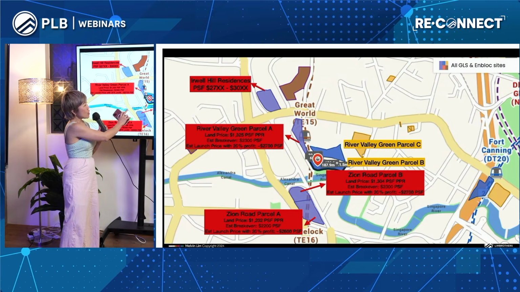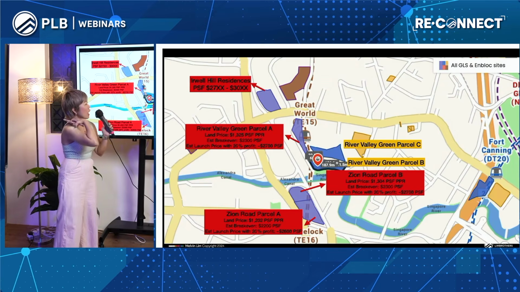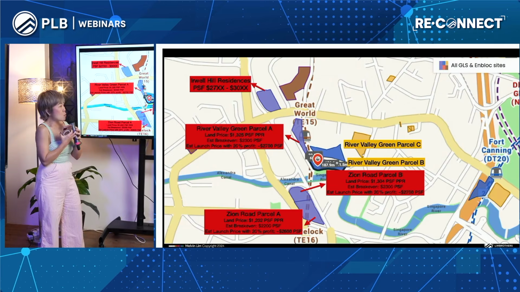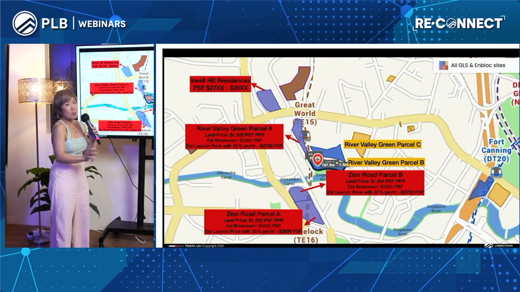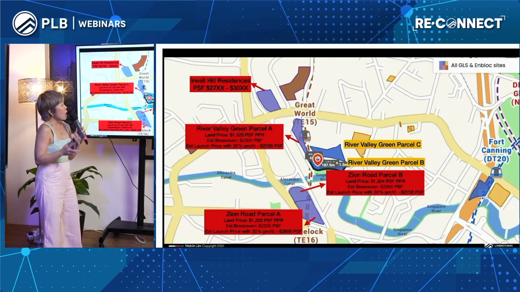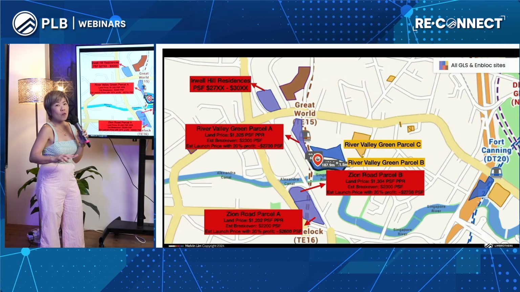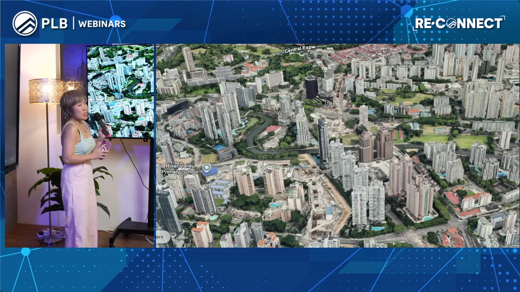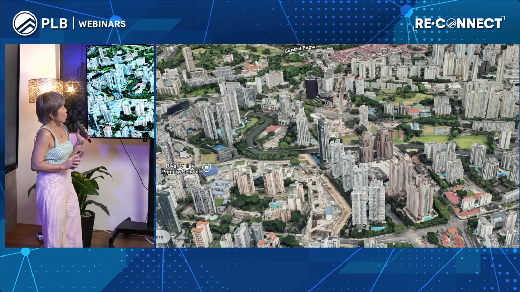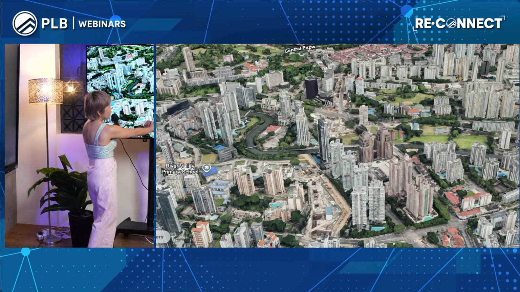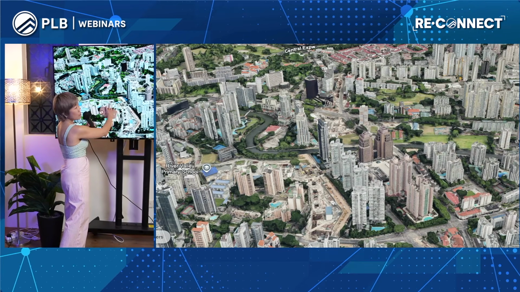And River Valley Green Parcel B is the highest bid of all. It was bid at 1,004. It's not stated here, but it was bid at 1,004. And these developments actually have a ground floor commercial unit. So this is actually a side look at where the parcel of land, the River Valley Green, and then the River Valley Green Parcel B.